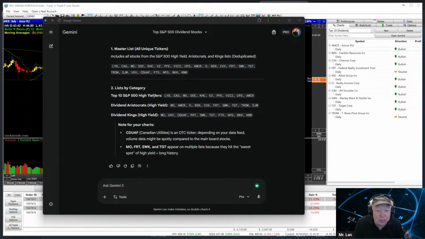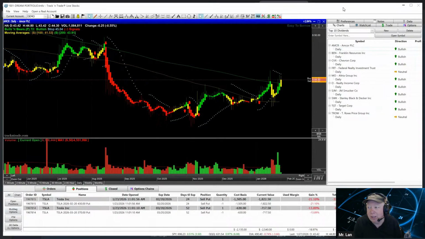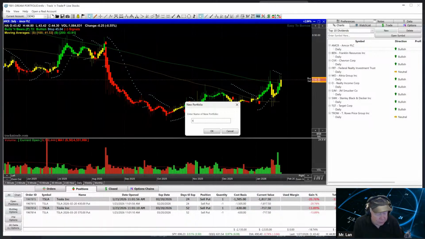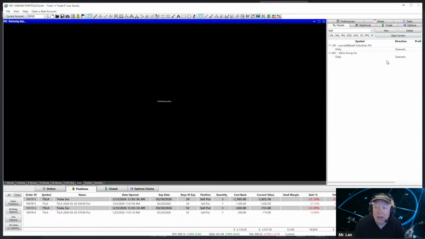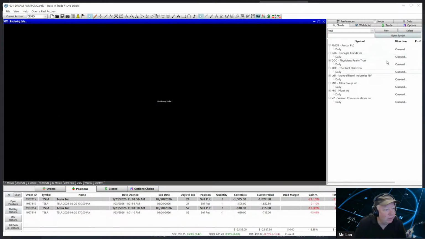So we can just grab the top 10, highlight them, and hit Control-C to copy. Then you come over to your software platform and say new. This is just a test portfolio. Say okay, and you can just put it in the list and hit Control-V, and it puts them all in there. You don't have to type all the symbols. So you can use your AI system, whether it's Grok or ChatGPT or whoever, and they'll put them into a comma separated list, and you can paste them right into that list.